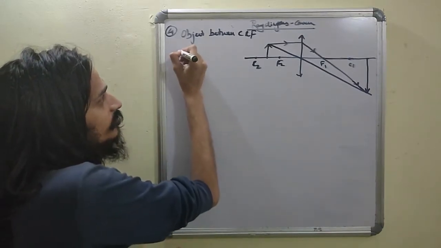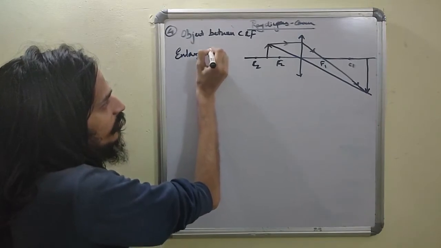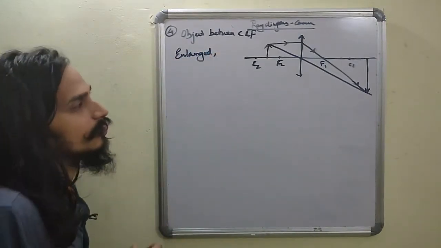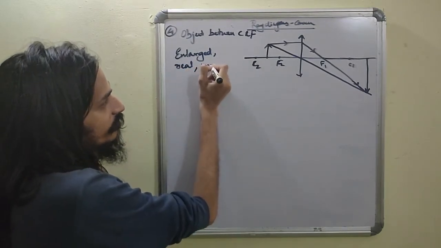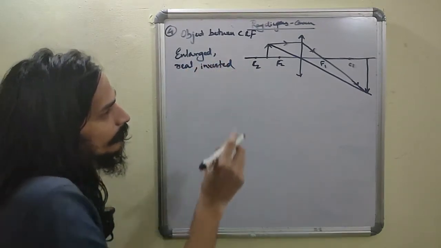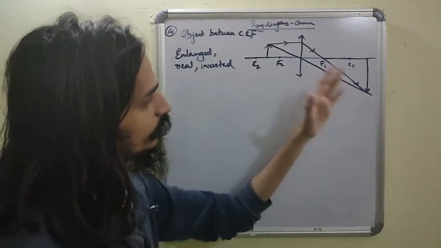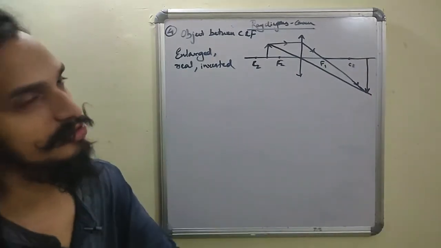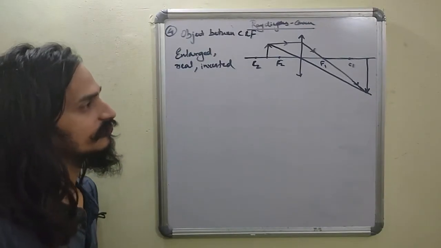So I'll say that it is an enlarged image. It is still real and it is still inverted, right? Inverted images are generally real. And keep note, this side object, that side image. This is the 4th case.